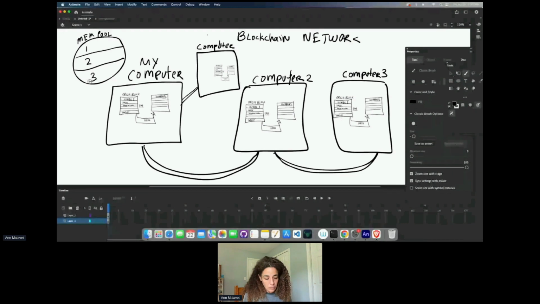And so until a node finds that nonce, or until you get out of that mempool, your transaction won't be complete and won't be on chain until it's actually added to a block. So it goes into a pool until it's added to a block.